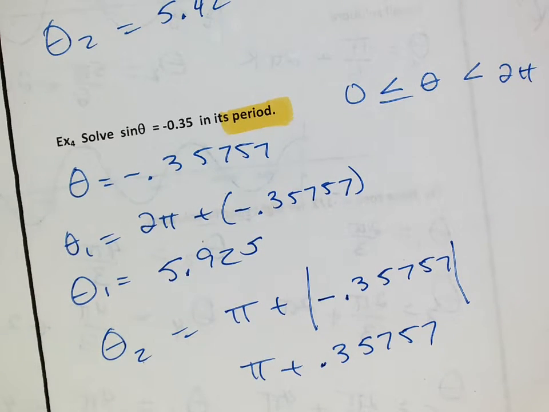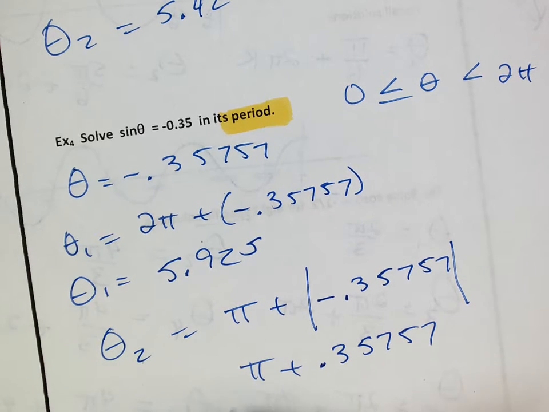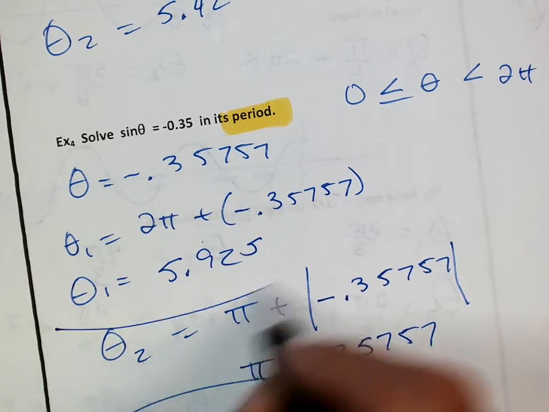So pi plus 0.35757, and I get an answer of theta 2 is really going to be 3.499. Well, okay, 3.5. I'll go 99. What the heck? There it is. Theta 2, theta 1.